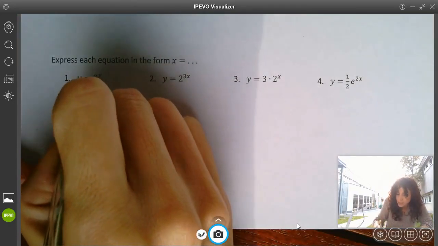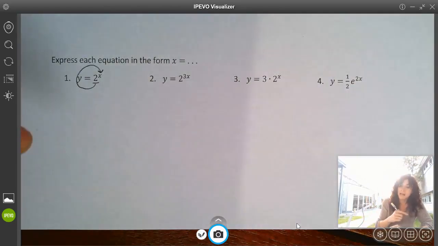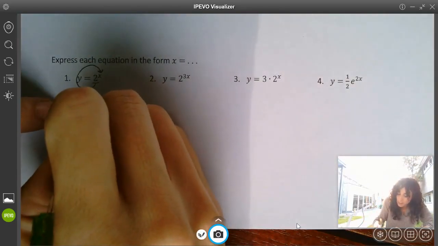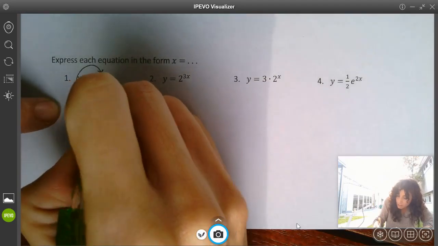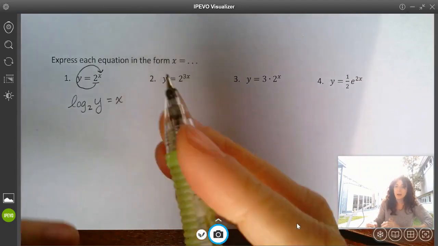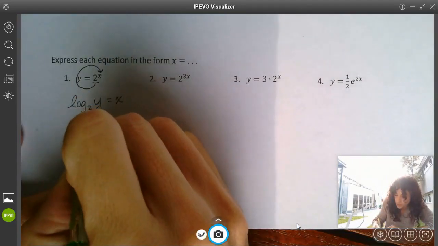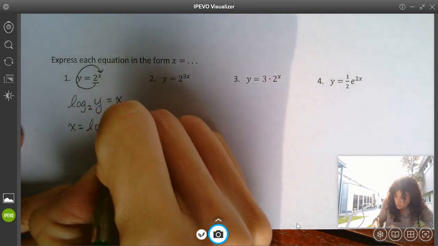I start at the base, I do my spiral, and I turn it into a logarithm such that x can get out of there. So log base 2 of y equals x. Now it's in the form x equals. Technically, it's a little bit backwards. I could rewrite it by just putting the x equals over here, and that's just log base 2 of y.